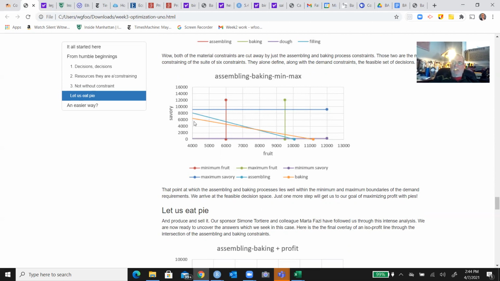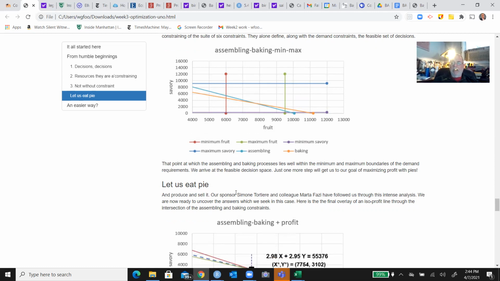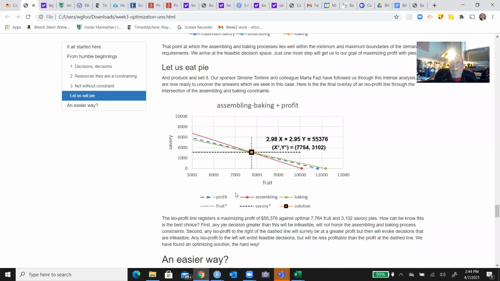And we know that when we throw a profit curve on this, we don't want to be down here with the profit curve. We can't be up here with the profit curve. We want to be right here with the profit curve, and let us eat some pie. So assembling, baking, and profit all come together, and it's a beautiful thing. This is the optimal profit, 55,376.